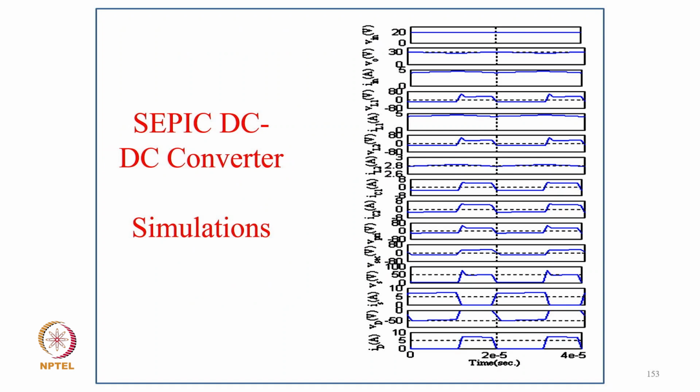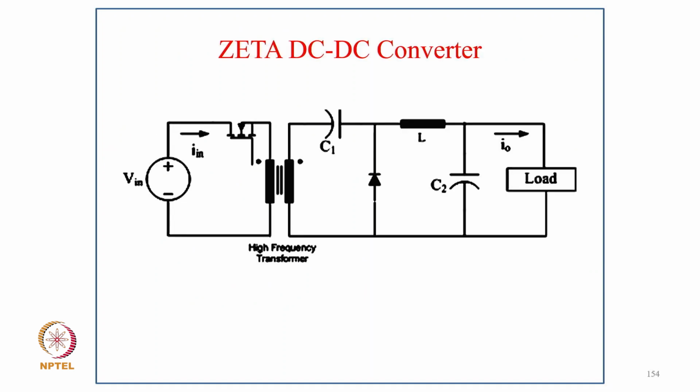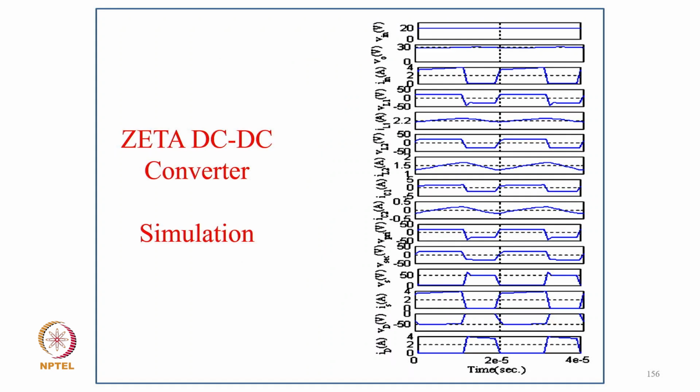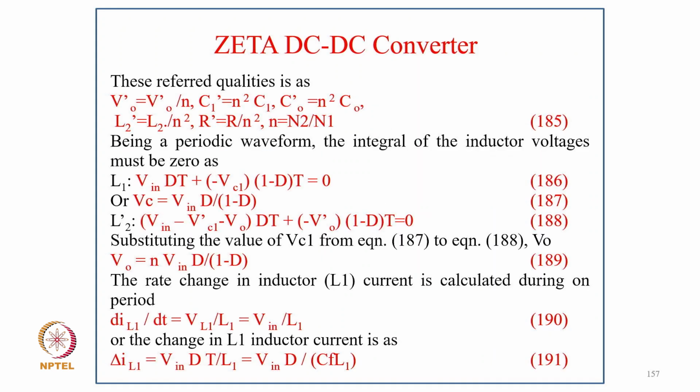So these are the waveforms from the simulation for the isolated converter. Now coming to the Zeta DC converter, here we have an input inductor current, input coupled inductor with, of course, for the isolation, and you can have multiple outputs also in this case. These are typically a couple of modes, one single secondary, whether the device conducts or whether the diode conducts. And these are the typical waveforms from the simulation.